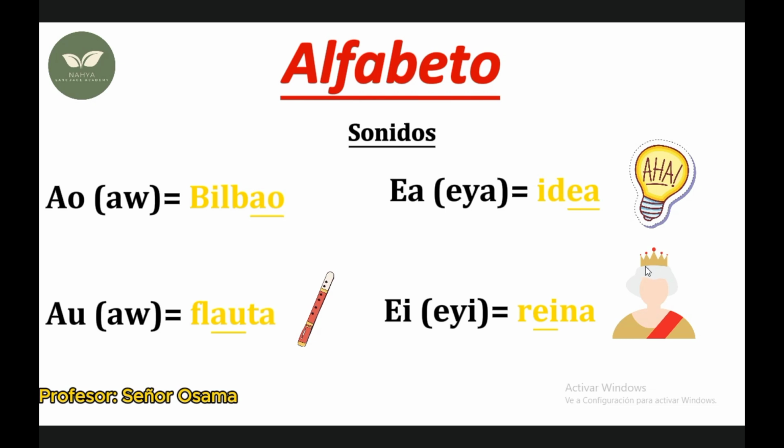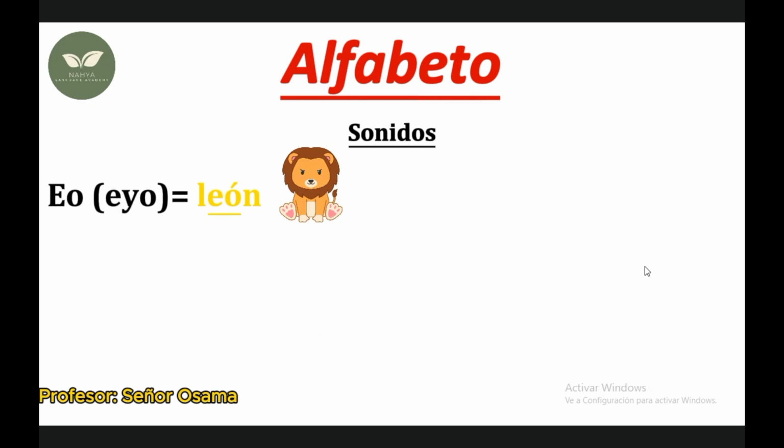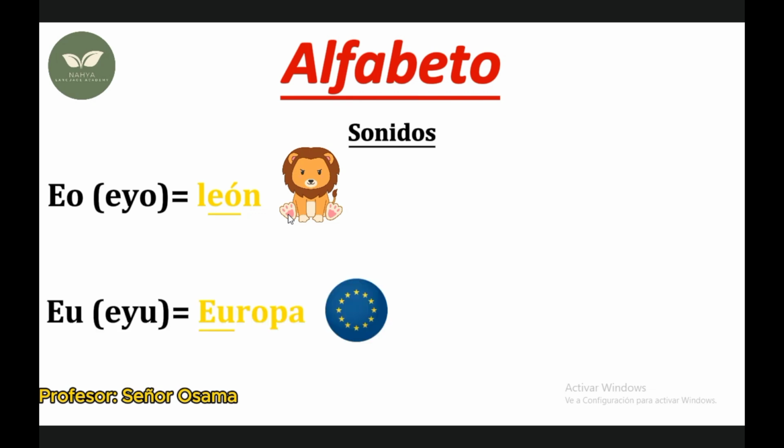Okay, let's go. So the next one is, okay, ello. Ello. We find it here in the word leon. Leon, which means lion. Okay, so here we have the next one, eu. Okay, here eu, but here eu. Eu. We can find this in the example of Europa. Okay, which means Europe.